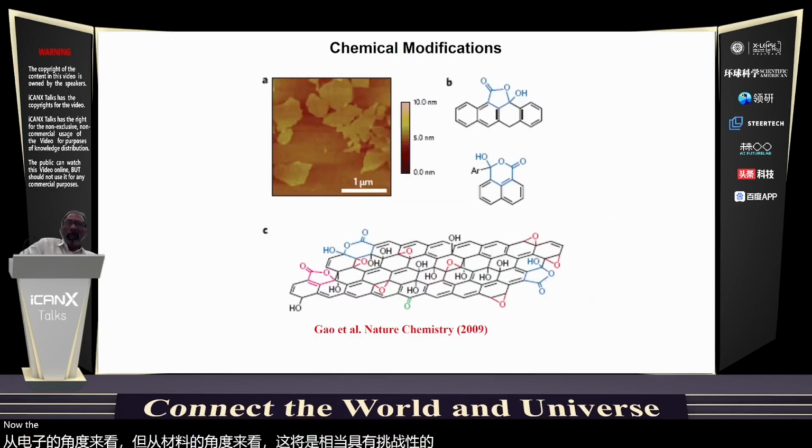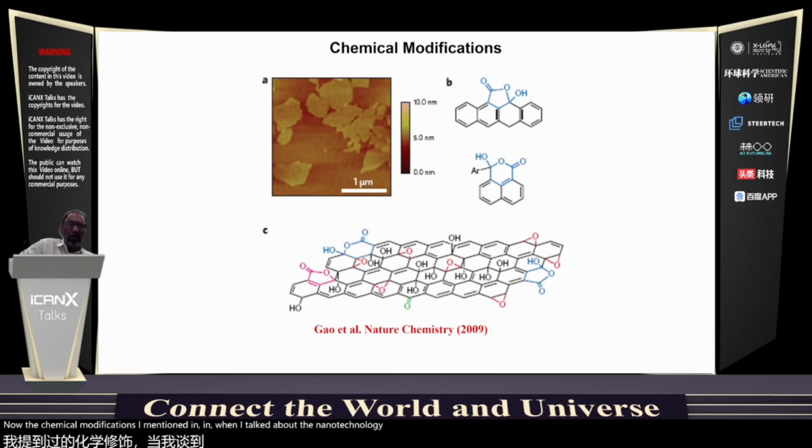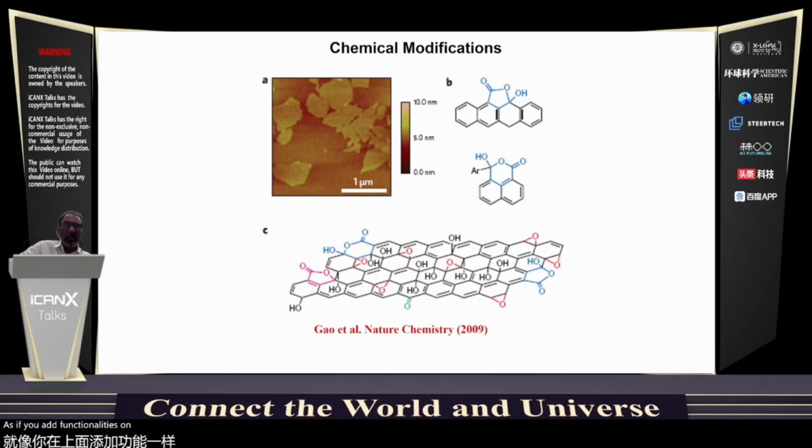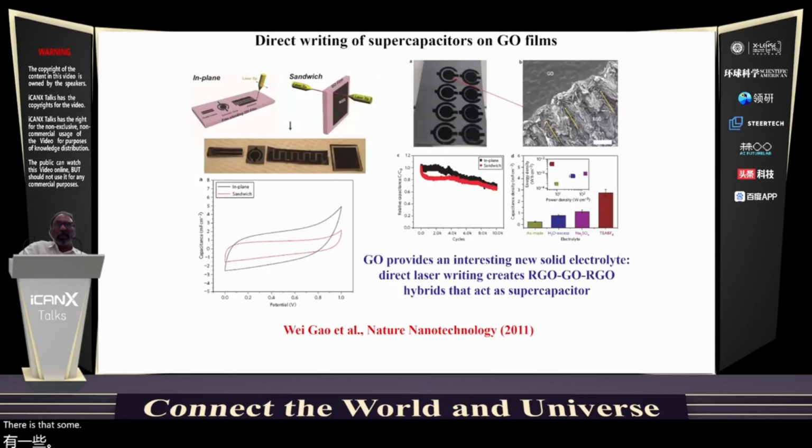Now, the chemical modifications I mentioned when I talked about the nanotubes and other carbon structures could also be very interesting for 2D materials. Because if you add functionalities on individual layers, that changes the whole picture of interactions between layers as you stack them. On the other hand, one can change the amount of functionalities that you put on these 2D layers and create interesting devices.